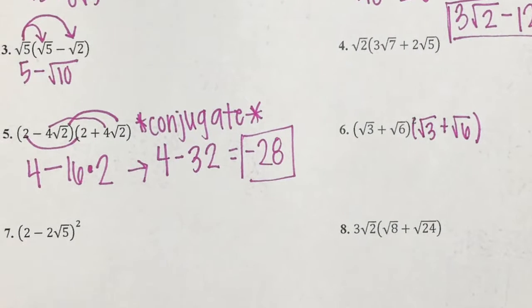Okay? So I need you to work on 4, 6, 7, and 8. Those are the ones you're doing right now. 4, 6, 7, 8.